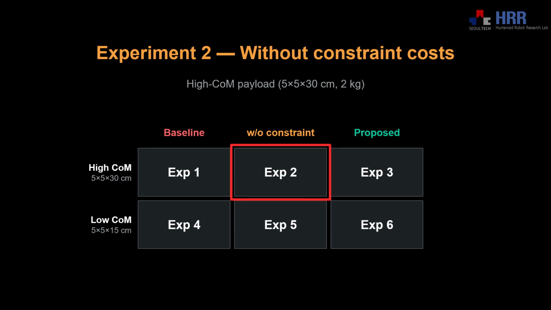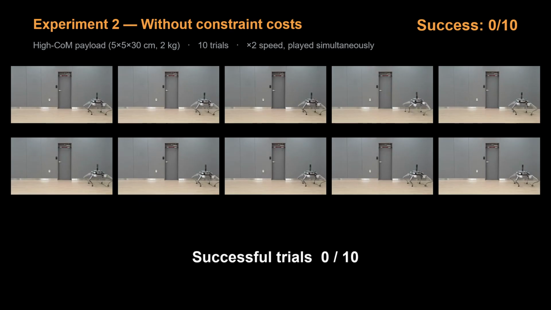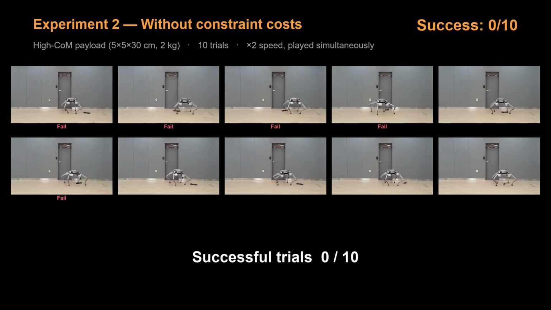Experiment 2 removes only the virtual payload center of pressure constraint. Again, all 10 trials failed. Tracking the MPC reference alone, therefore, does not prevent tipping.